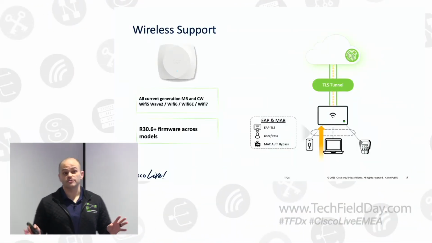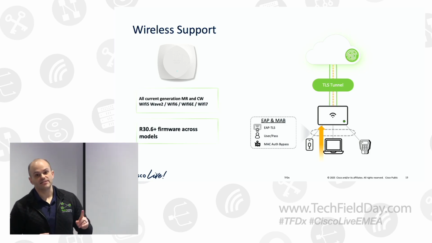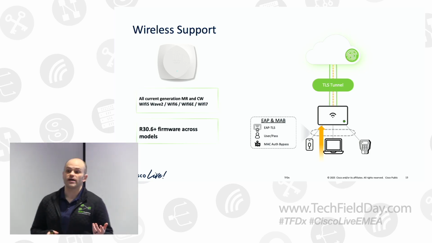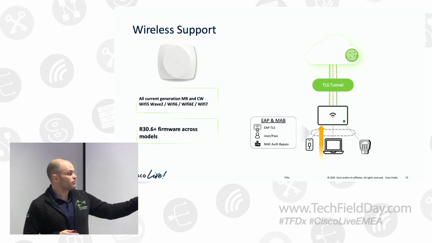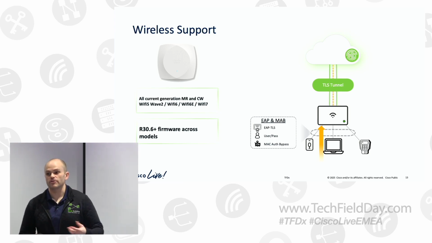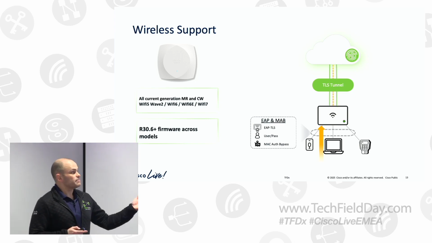From a wireless perspective, just jumping forward, and if there are any questions, please interrupt me. From a wireless perspective, anything that we've been shipping for the last 7-8 years is supported. So that's our 802.11 AC Wave 2 or Wi-Fi 5 Wave 2 access points and above. And all of those can run the R30.6 firmware. So if you look in dashboard and you're wondering about firmware, that's just the firmware indicator to be supported.